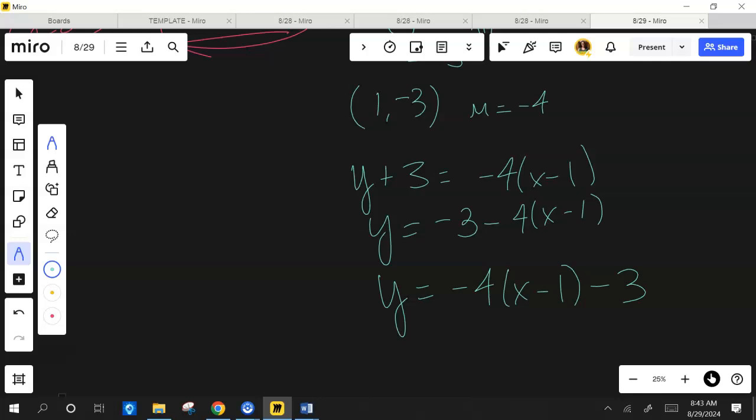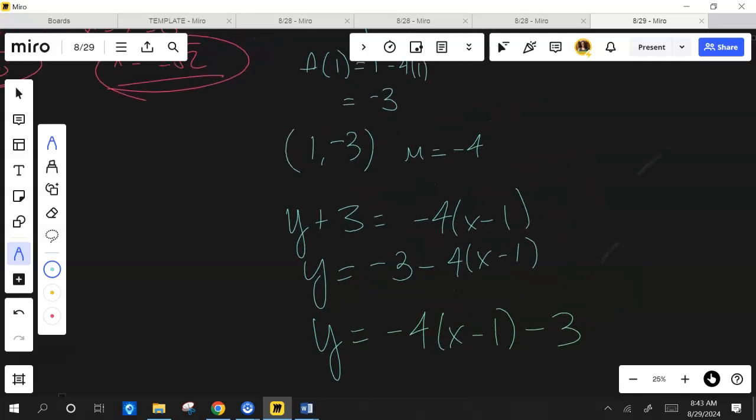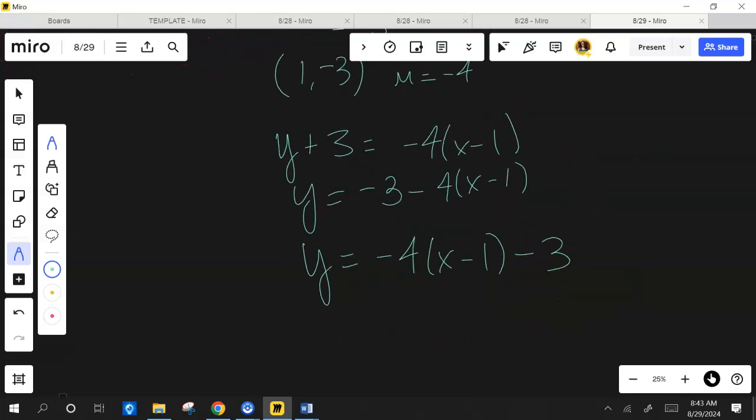Find an equation of the normal line at x equals 1. Exact same equation. The only difference is slope is negative reciprocal.